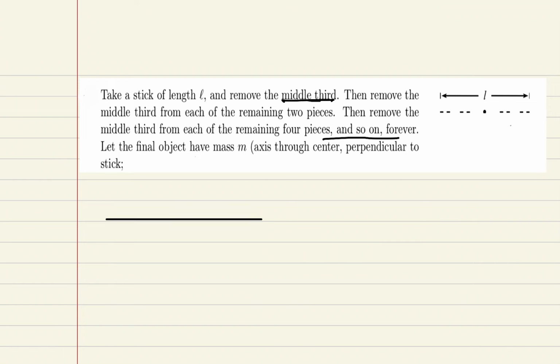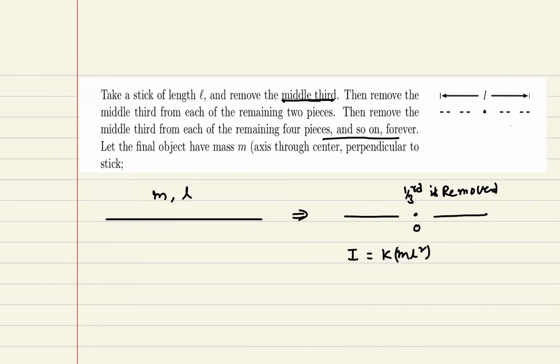I am taking this as one rod. Rod mass is m, length is l. I am making this rod into three parts. The center part, let us consider the point O. The moment of inertia of this body I don't know, that's why I'm taking k m l square. The middle one third is removed. That removed one third body about the center point O is k m l square.